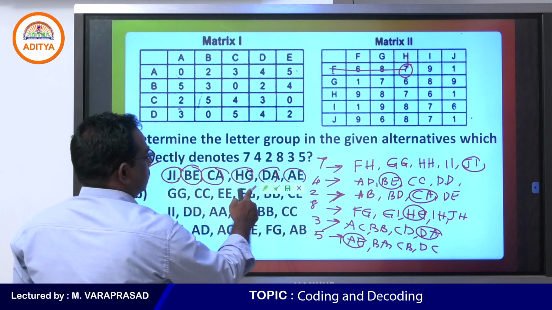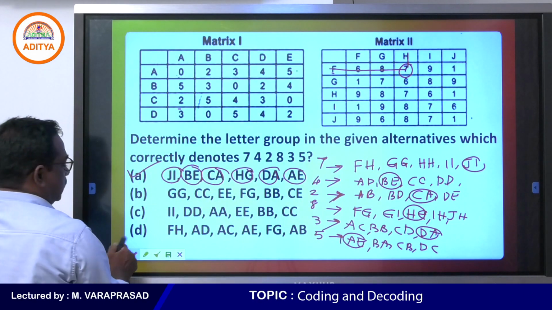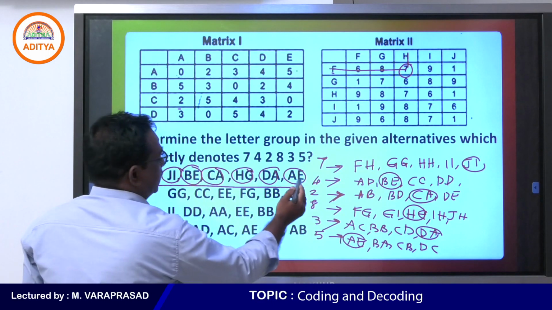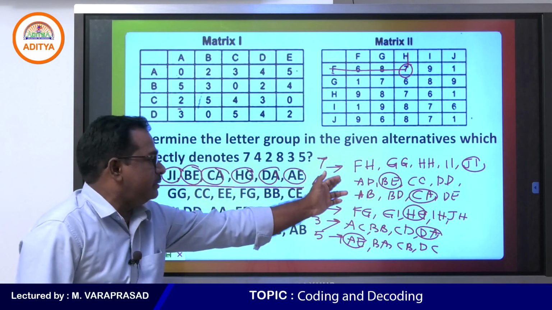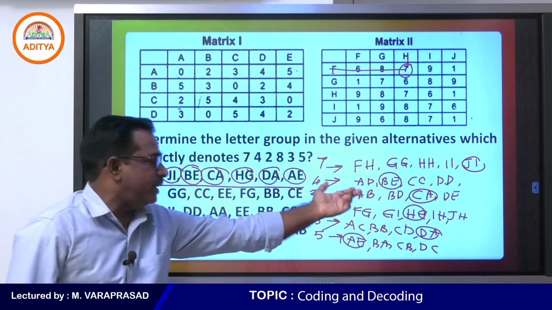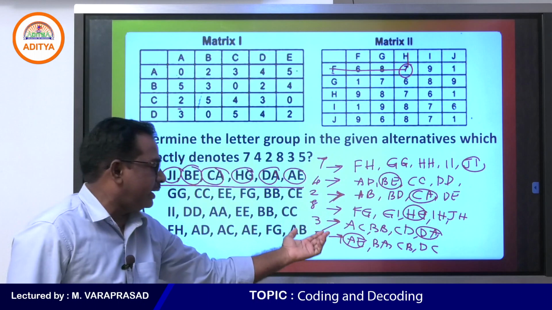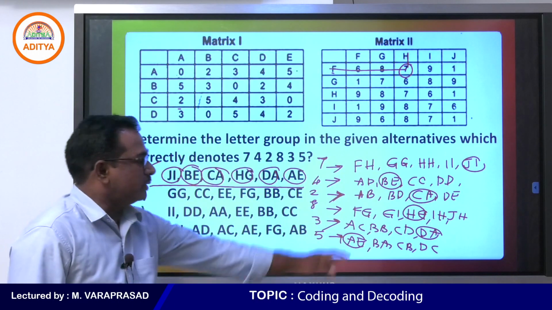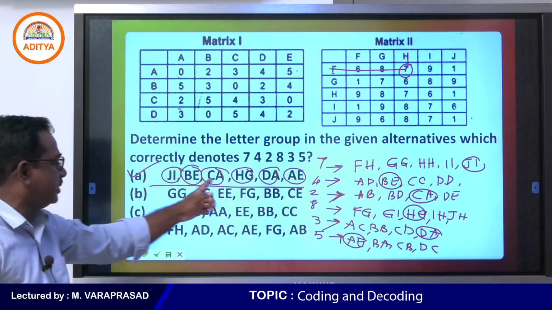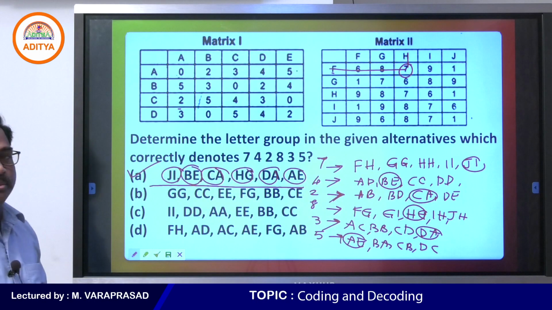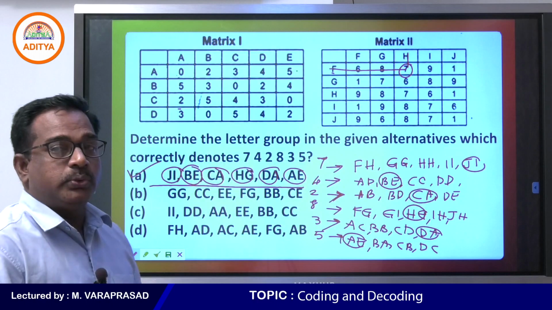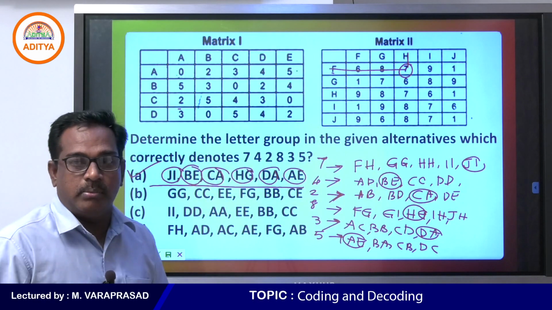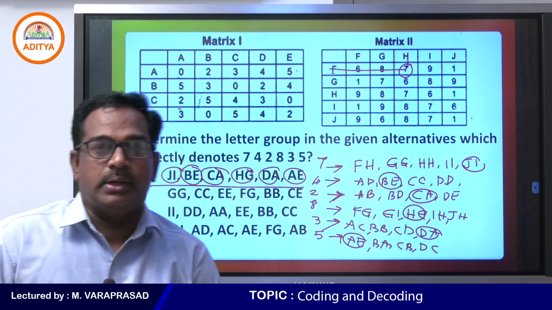So these many ways we can represent 7, these many ways 4, these many ways 2, and like that 8, 3, 5. The combination of all those is there in the first option. So the answer is the first option. We call this matrix coding: number to letter, letter to number, right?